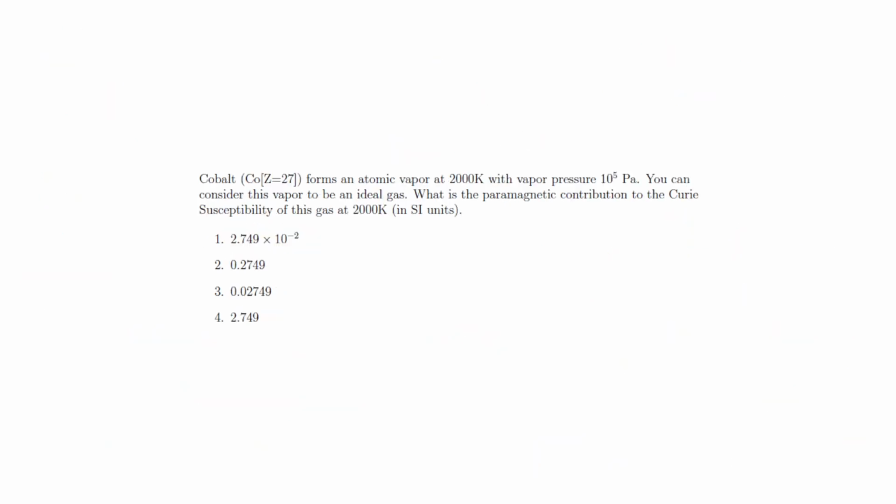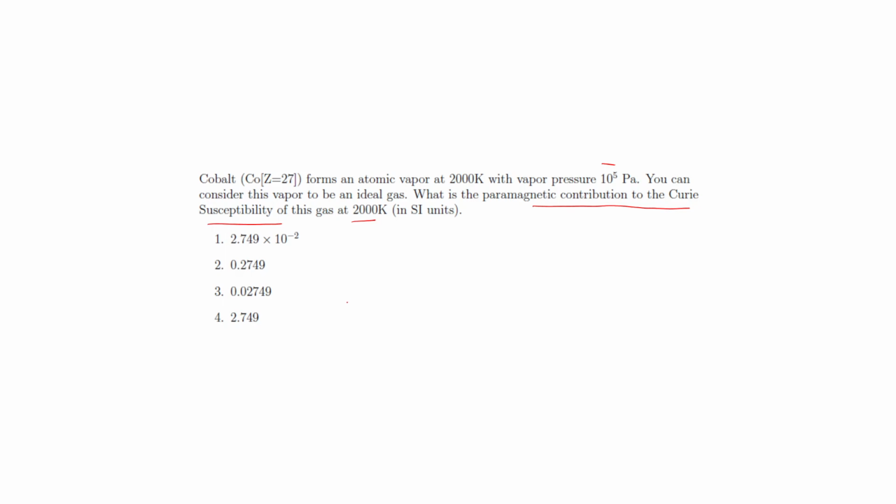Okay, we go to the next question now. Cobalt forms an atomic vapor at 2000 K and some vapor pressure is given. You can consider this vapor to be an ideal gas. What is the paramagnetic contribution to the Curie susceptibility of this gas? Okay, so we have to find the paramagnetic contribution.